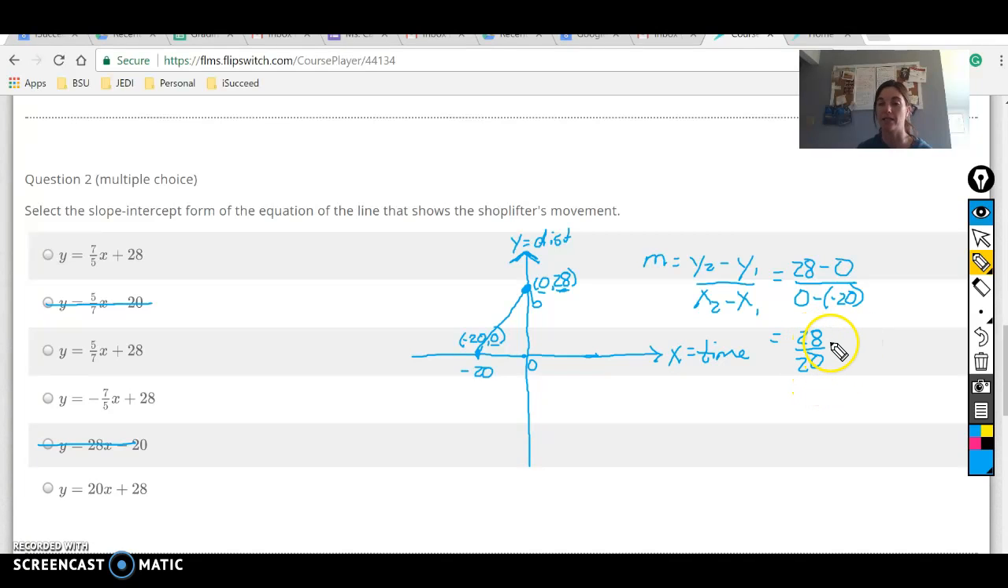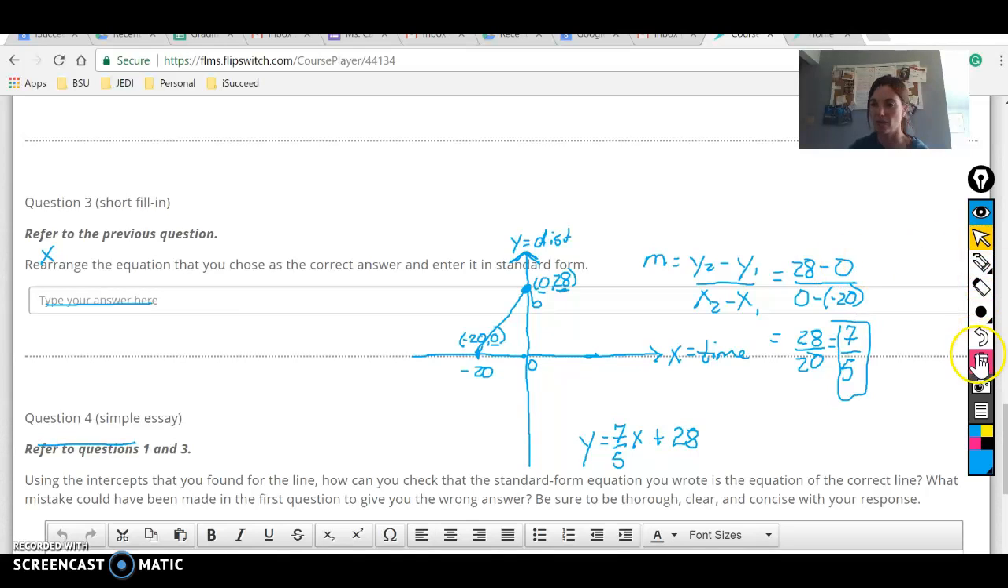And then this can be reduced. 4 goes into 28 7 times, and 4 goes into 20 5 times. So the slope of this line is a positive 7/5. And if I want to write it in slope-intercept form, I'm going to have y equals mx plus b, which is y equals 7/5 x plus 28, which is this first one right here. So make sure you're looking at the right one there. And let's scroll down.